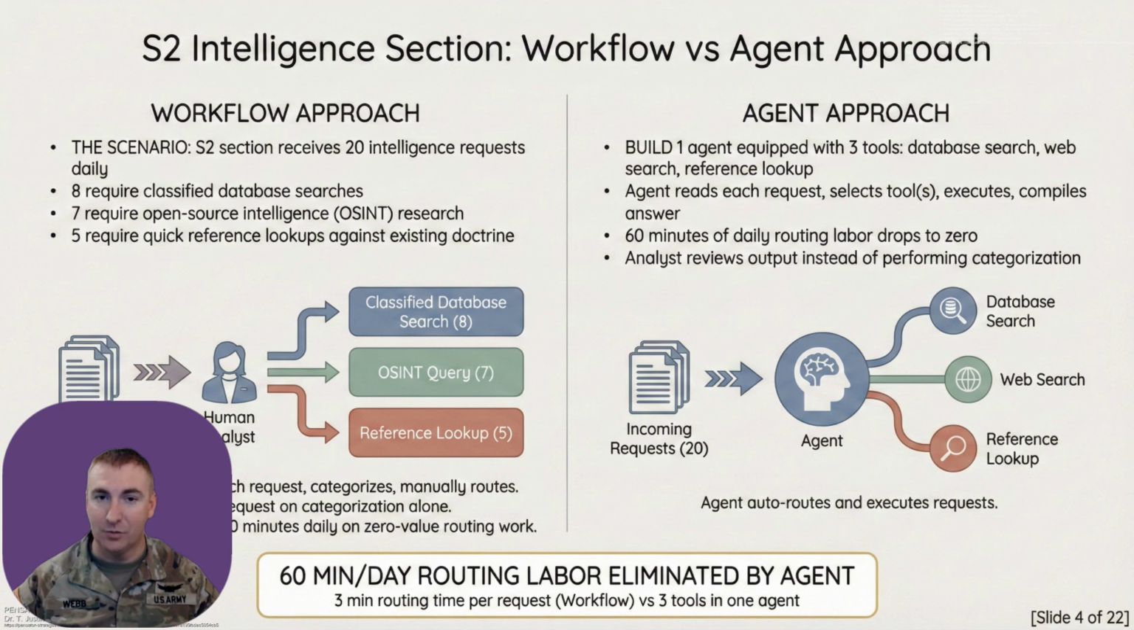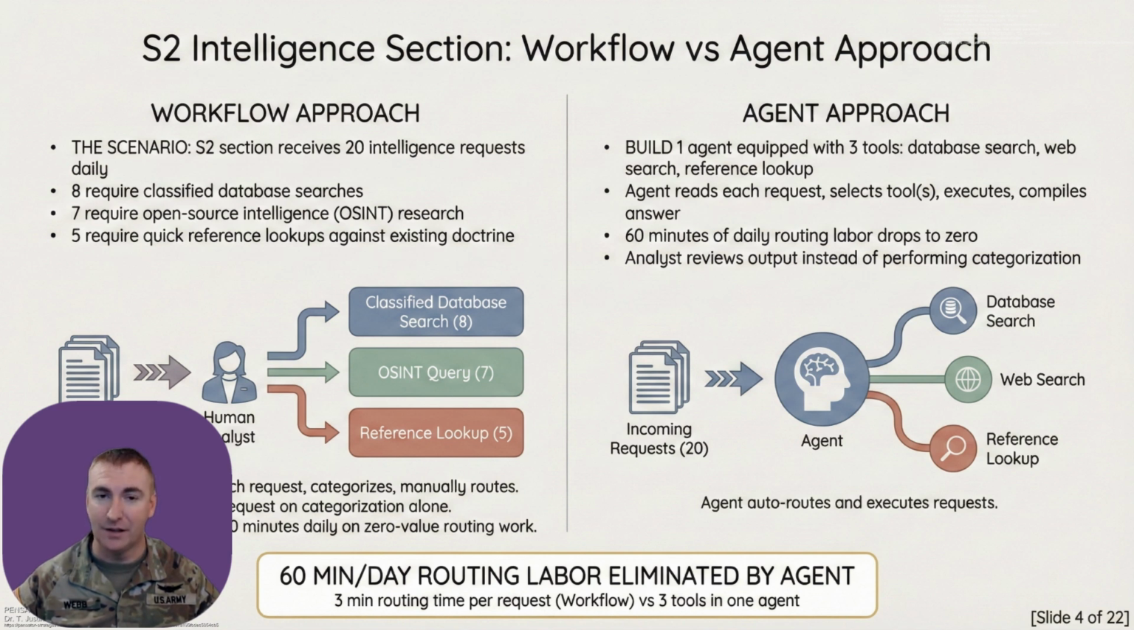20 intelligence requests a day. 8 need database searches. 7 need open source research. 5 need doctrine lookups. With workflows, a human spends 3 minutes routing each request. That is 60 minutes daily on zero-value categorization. One agent with 3 tools eliminates that hour entirely. It reads the request, picks the tool, executes, and delivers for human review. The agent does not replace the analyst. It replaces the routing labor.